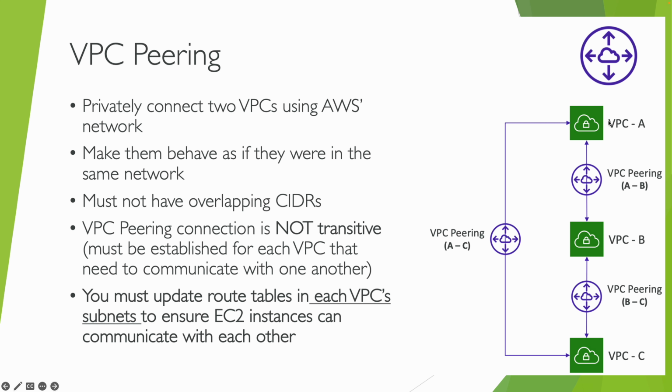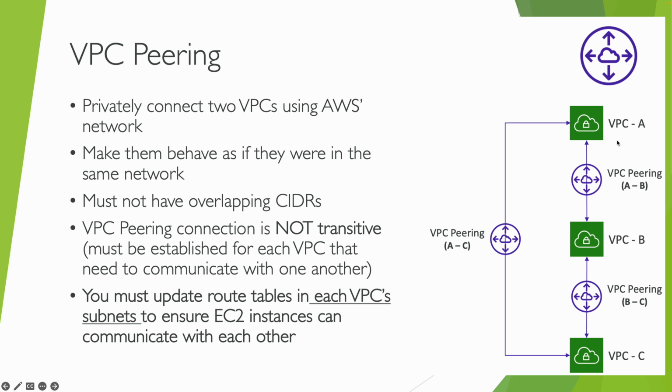So that means if you want to create a VPC, say there are VPCs A, B, C, and we have a VPC peering between A and B, and another VPC peering between B and C. With these two VPC peerings, we cannot connect A and C. We need to again create a VPC peering between A and C. So this is what we call not transitive.